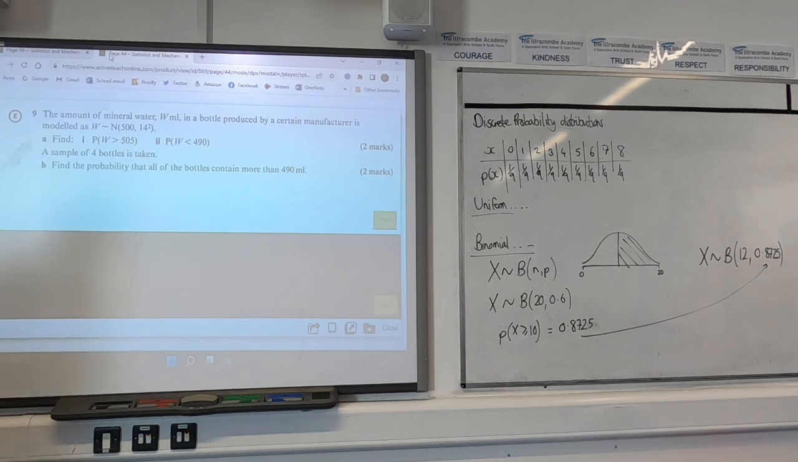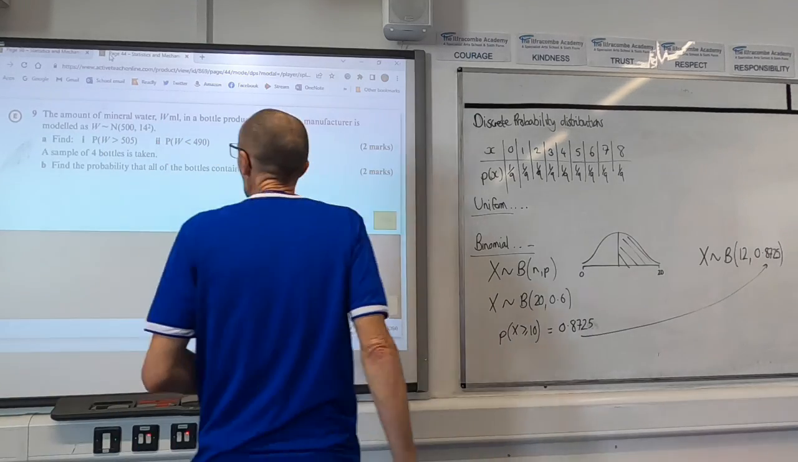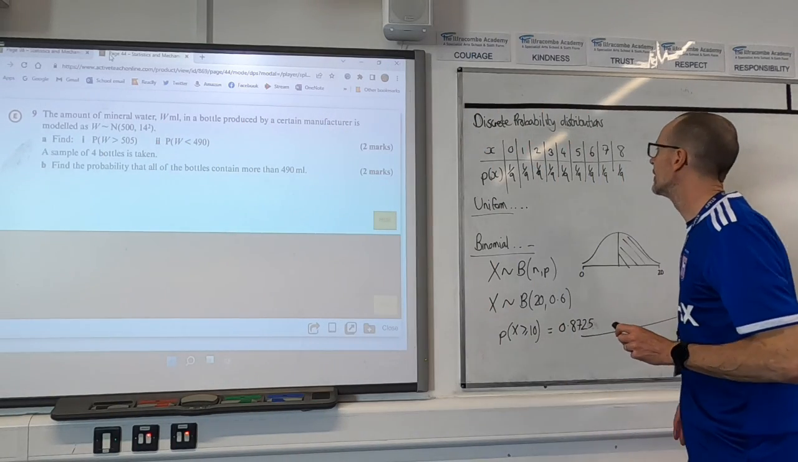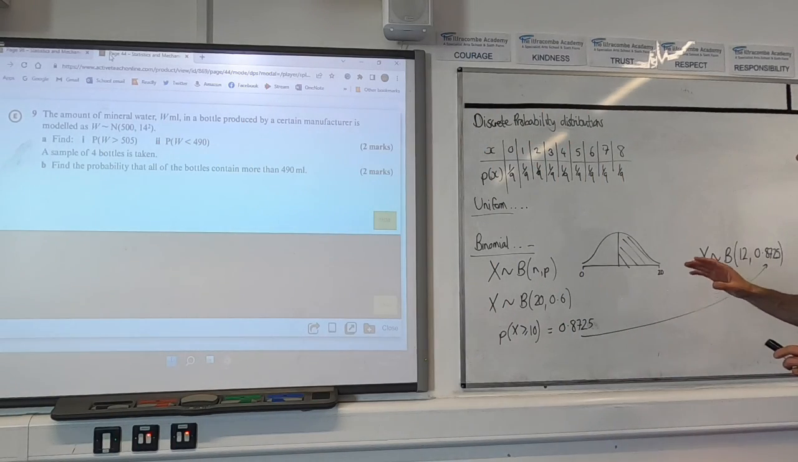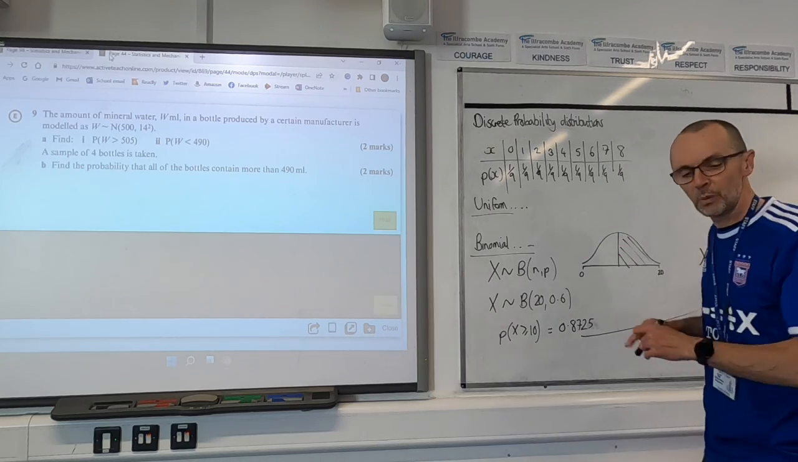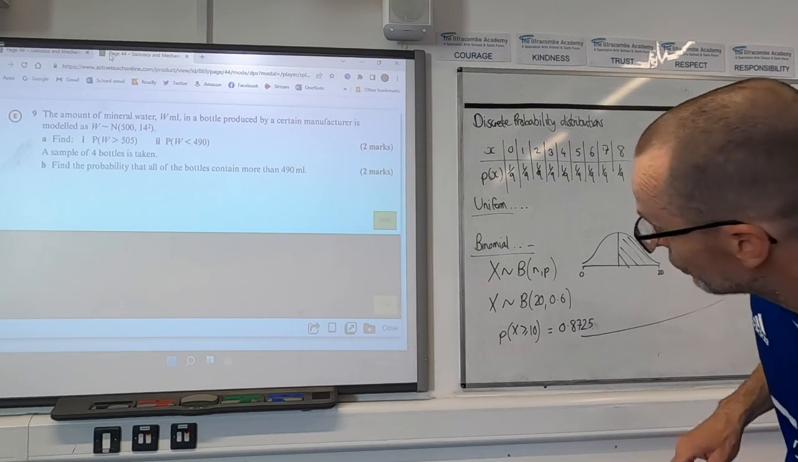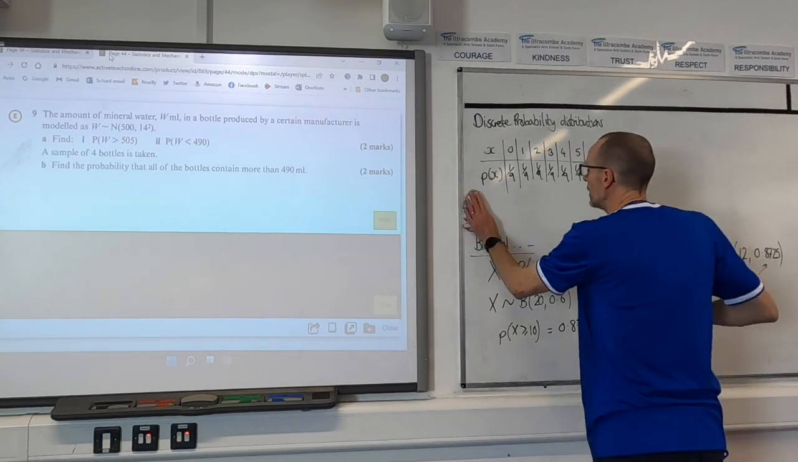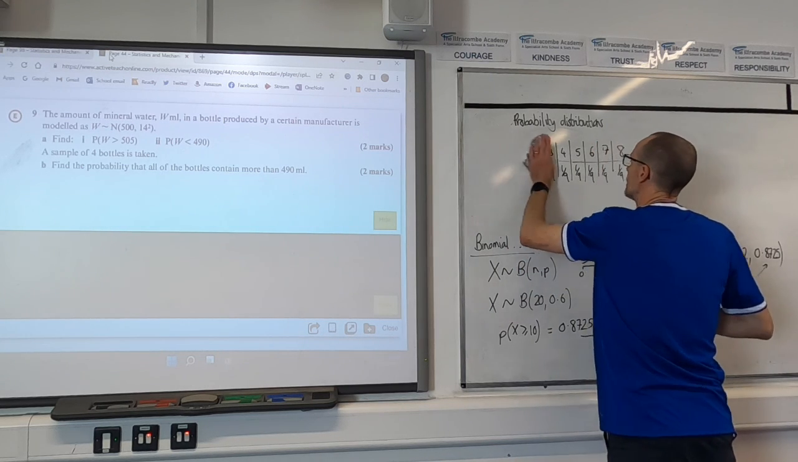So now, in this case, we are dealing with a probability associated with not discrete data, but continuous data. So we're now talking about a continuous probability distribution. So we're no longer working with the binomial, which is discrete. We're now working with a continuous probability distribution.